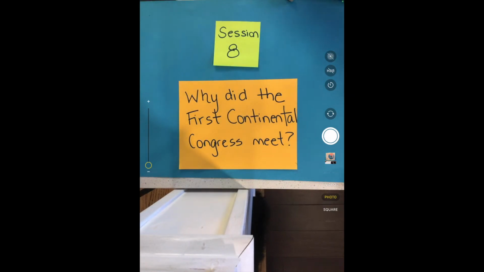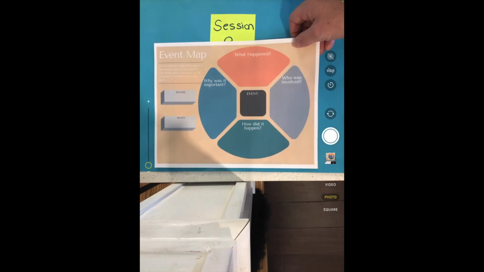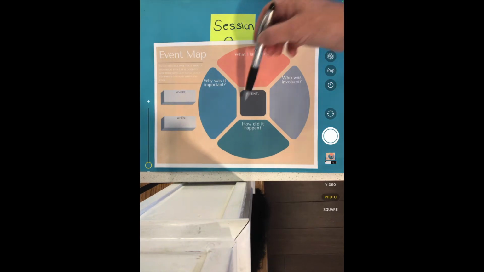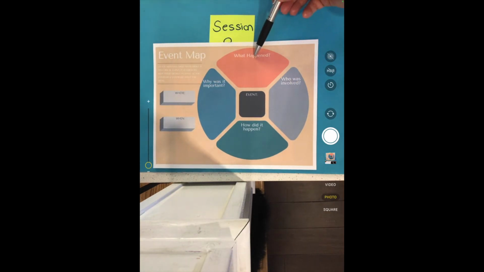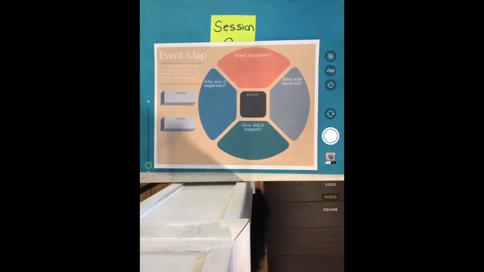Welcome back, students. As we start session 8, we're going to ask ourselves, why did the First Continental Congress meet? In order to review the event, we're going to use something called an event map and really just think about it as if it's a web, right? So if we have the event in the middle, we're going to think about where did it take place and when, but more specifically, what happened, who was involved, how did it happen, and why was it important?